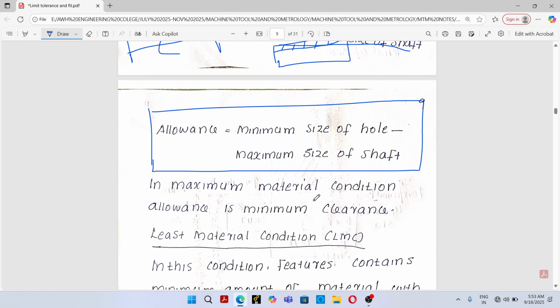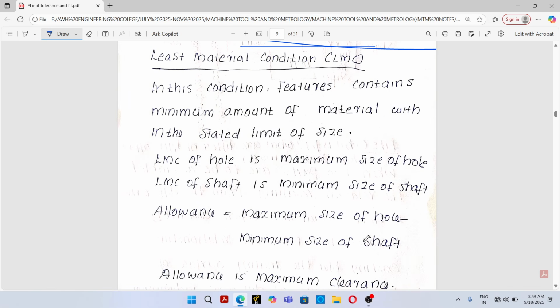So in maximum material condition, the allowance is minimum clearance. Maximum material condition കേസിൽ അലവൻസിന് മിനിമം ക്ലിയറൻസ് ആയിരിക്കും. പോസിറ്റീവ് അലവൻസ് ആണെങ്കിൽ ദാറ്റ് മേ ബി എ ക്ലിയറൻസ് ഫിറ്റ്. ഓക്കെ, then least material condition, LMC.